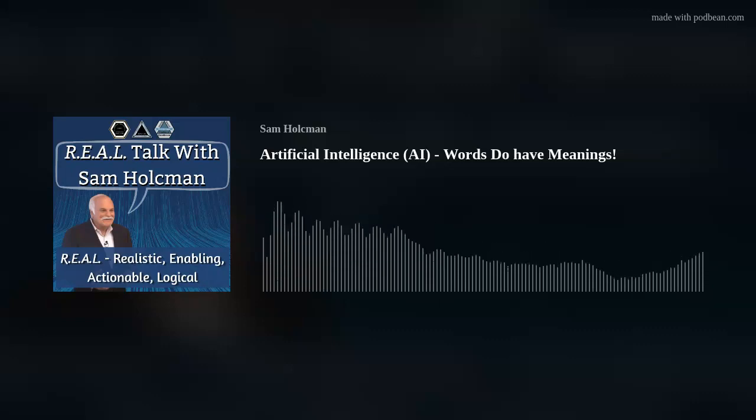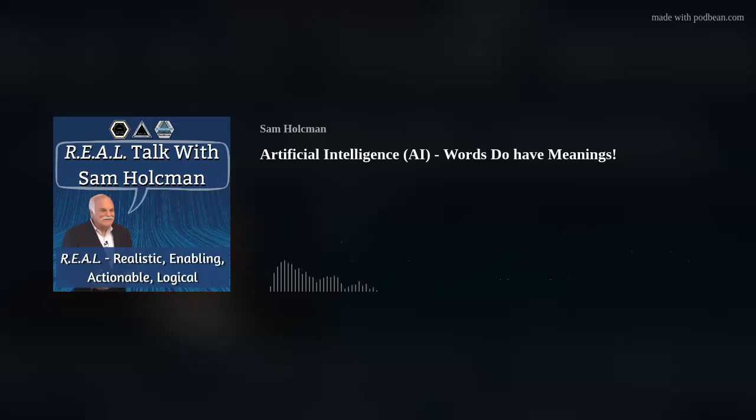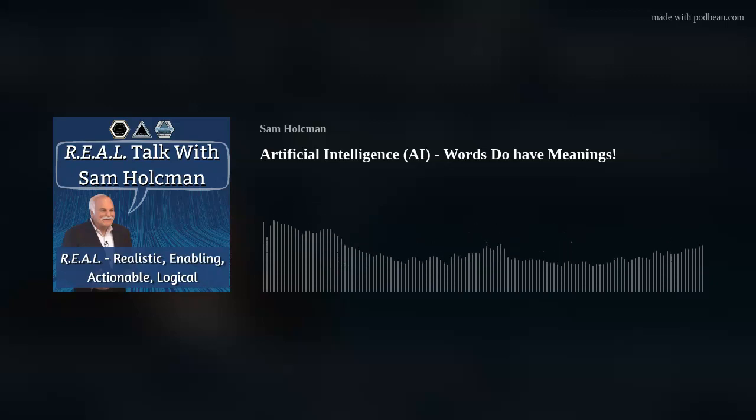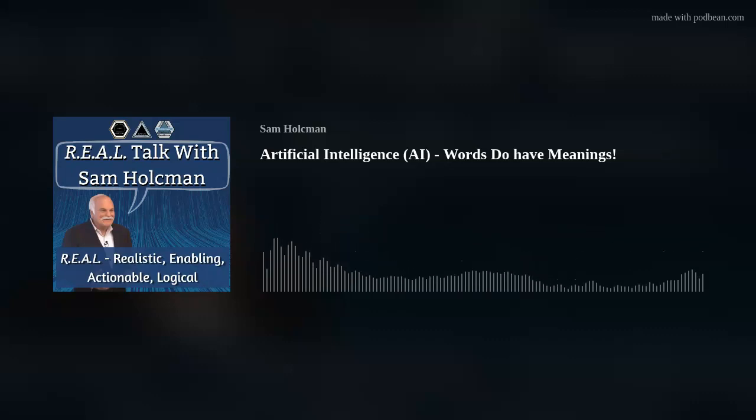Well, let's go on here for just a moment. The same dictionary defines artificial intelligence as the theory and development of computer systems able to perform tasks that normally require human intelligence, such as visual perception, speech recognition, decision-making, and translation between languages. Very, very different than those terms that we just described.